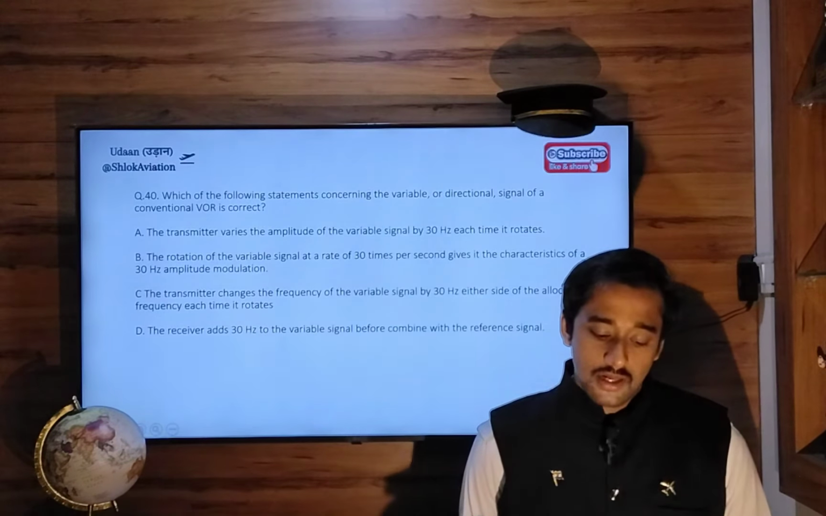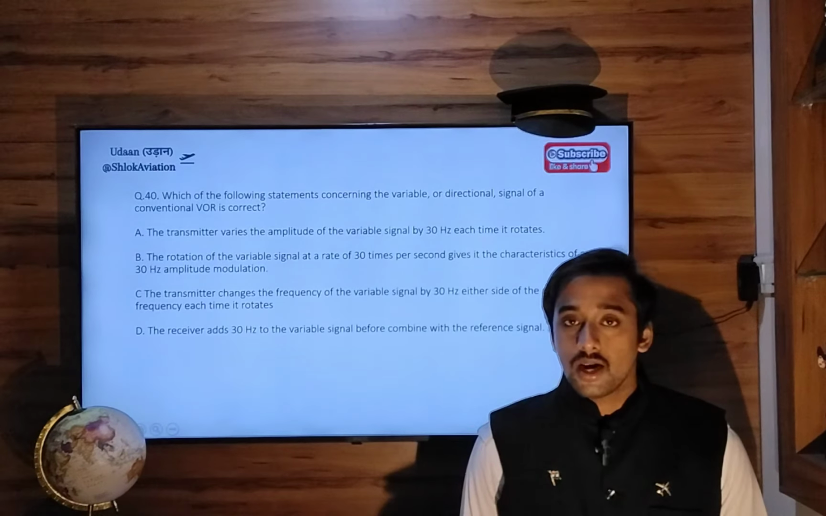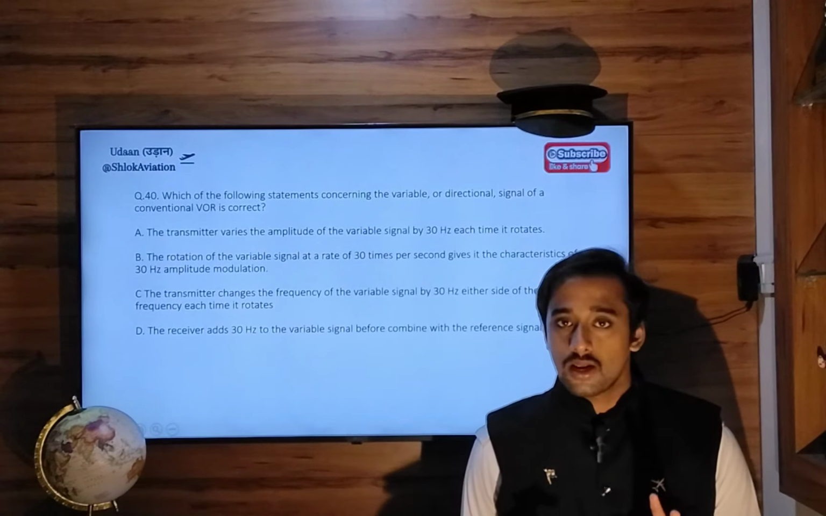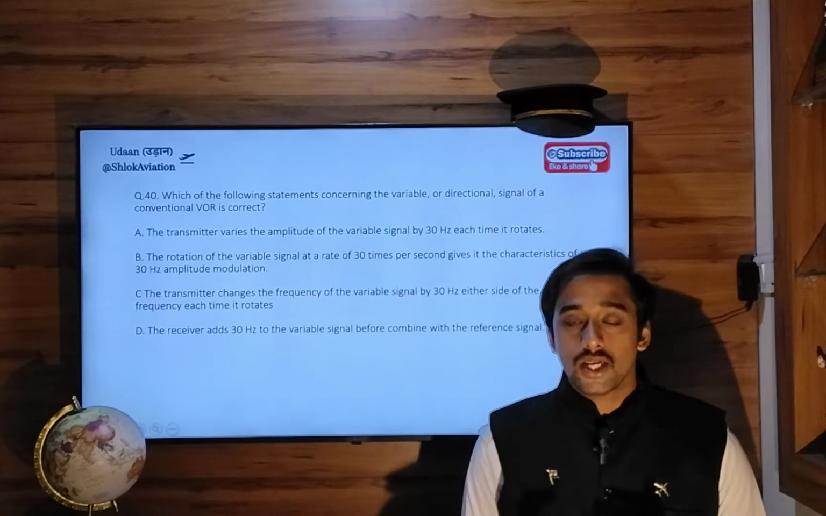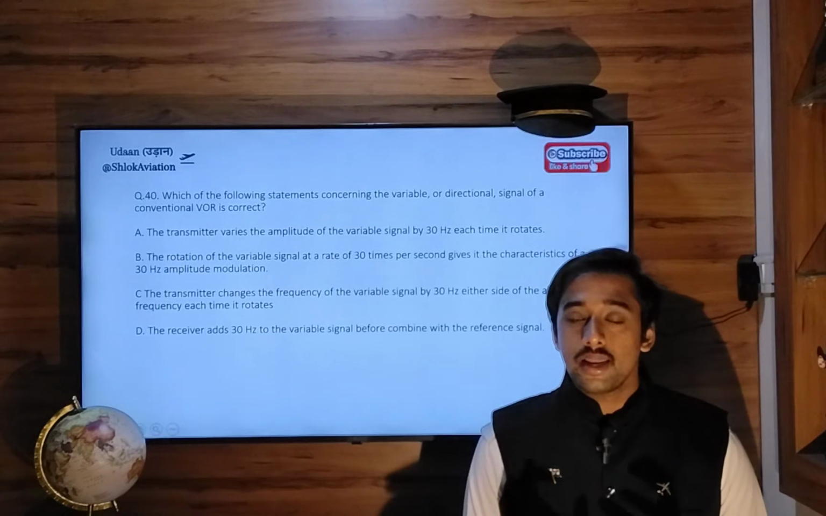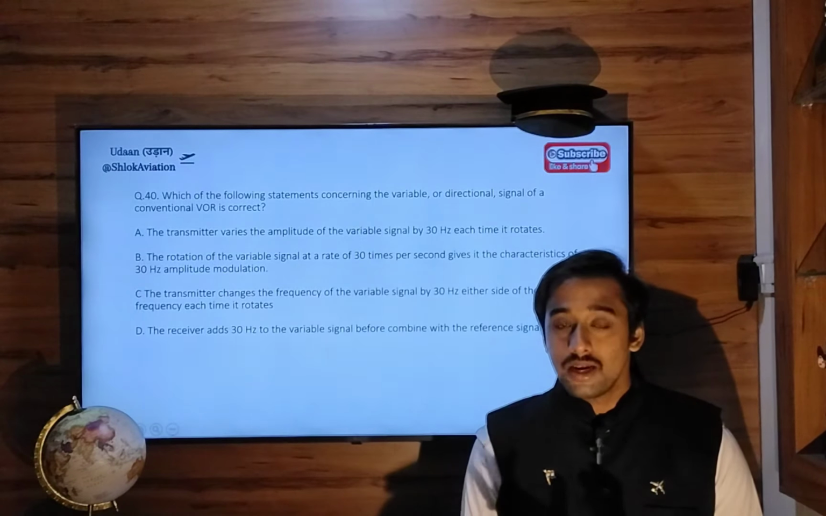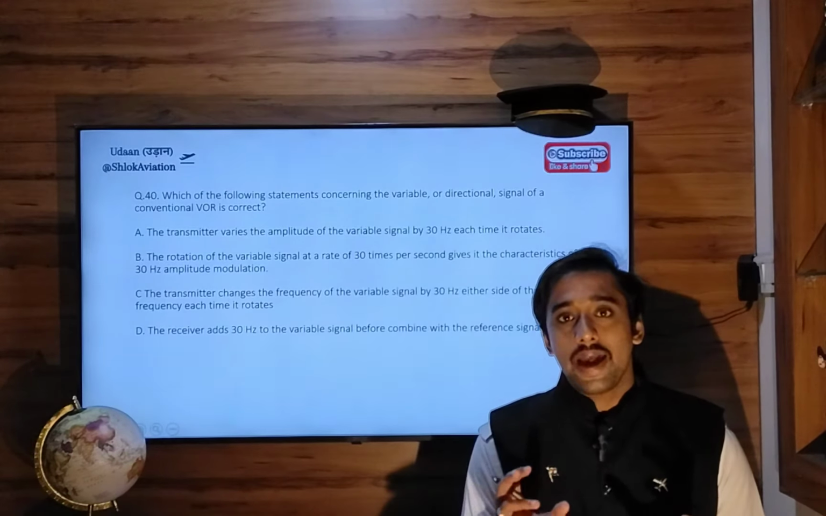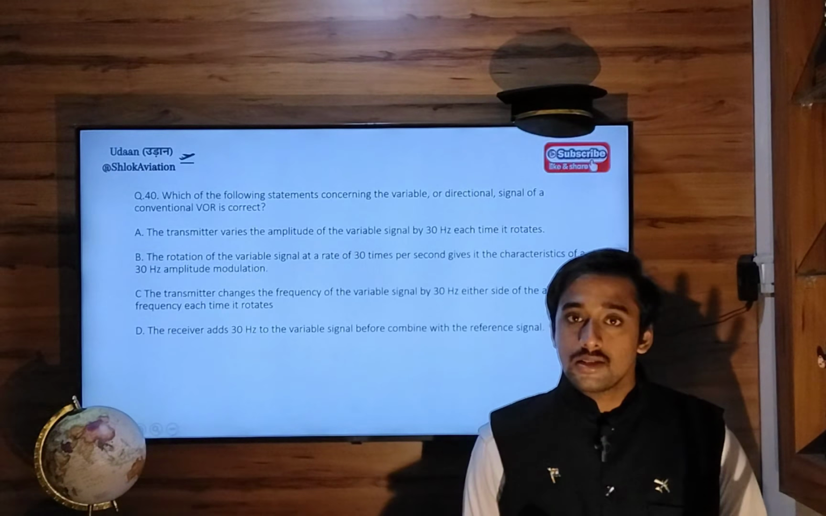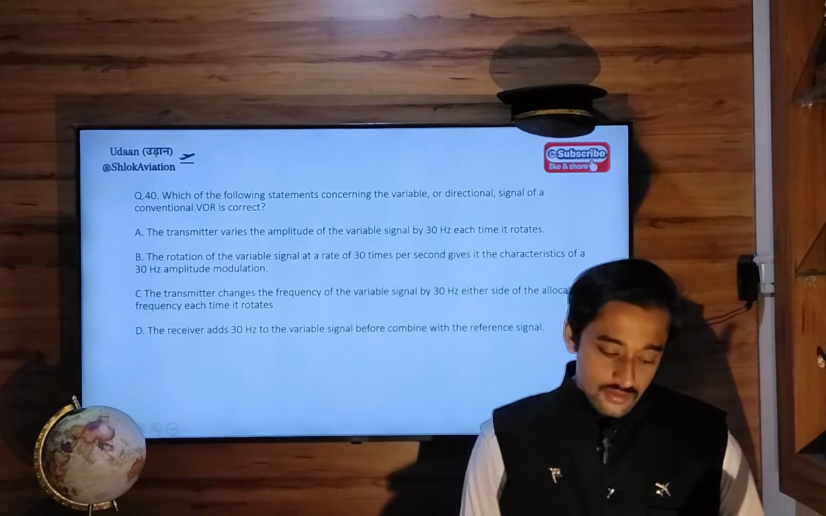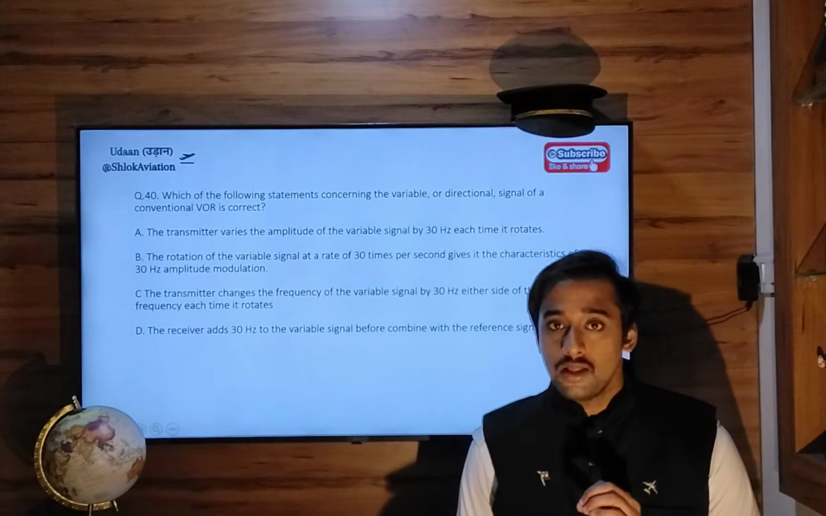Which of the following statements concerning the directional signal or variable signal of a VOR is correct? Now we all know VOR transmits two signals: a reference signal which is fixed in direction, and a variable signal which rotates around the VOR. Accordingly the phase difference between the reference and variable signals is determined, and that phase difference, your angular difference between them, is nothing but your radial. I have explained this in previous videos also. So we have to determine what is correct regarding the directional signal or variable signal.